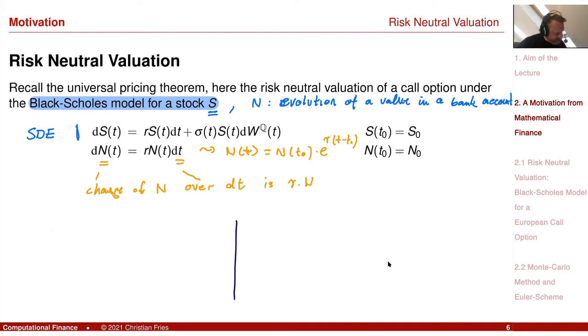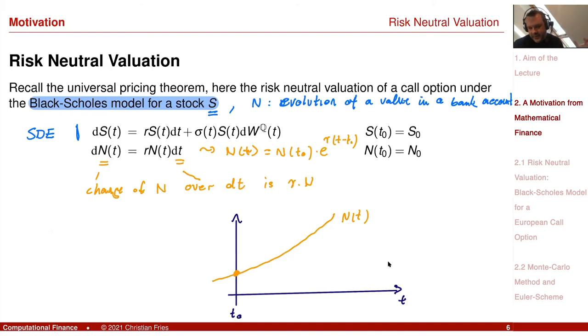would look like this. So let's have a small graph here. So I have time, and maybe here is the initial value of N at time t0. So that's here t0. So then I have some exponential growth. So maybe something like this here. Yeah? Okay, so that's N of t.